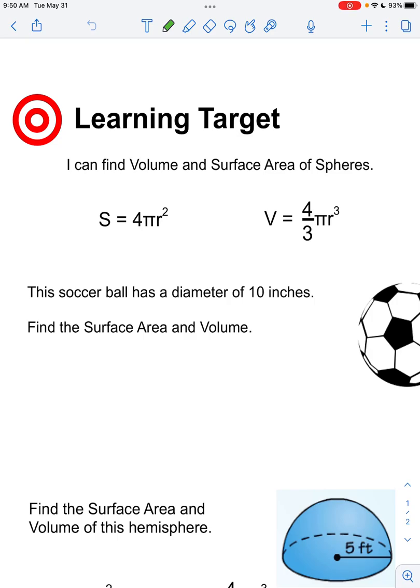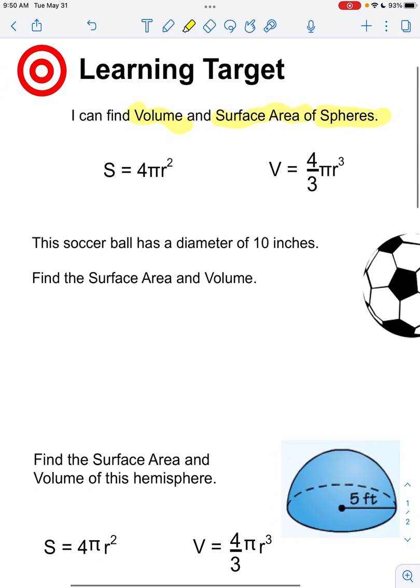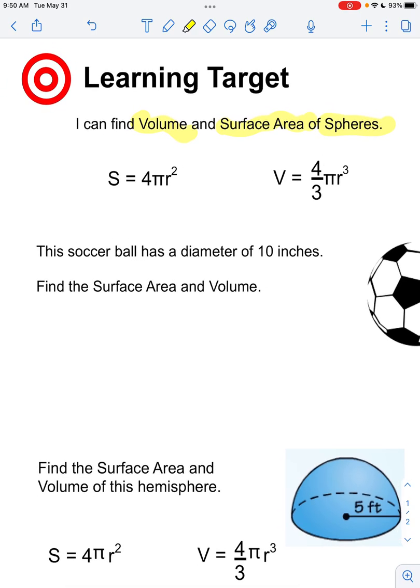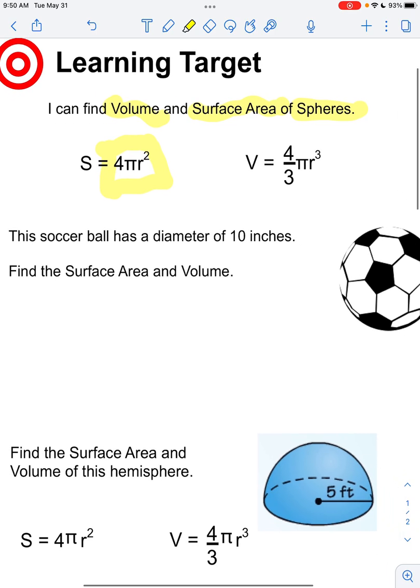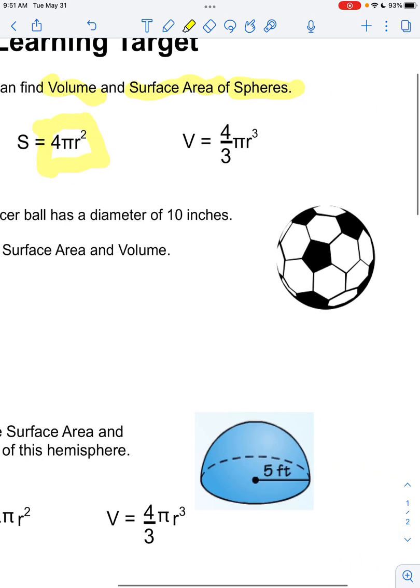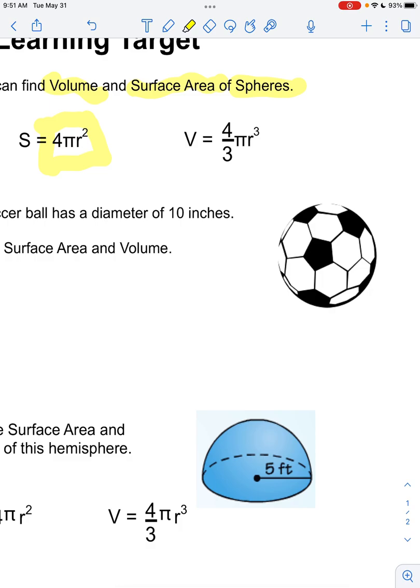Last lesson in this unit is about finding the volume and surface area of spheres. So the 3D version of a circle. Our surface area can be found by 4 pi times the radius squared. So basically we're taking our area formula, pi r squared, and multiplying it by 4. And our volume formula can be found by taking 4/3 pi times r to the third power.